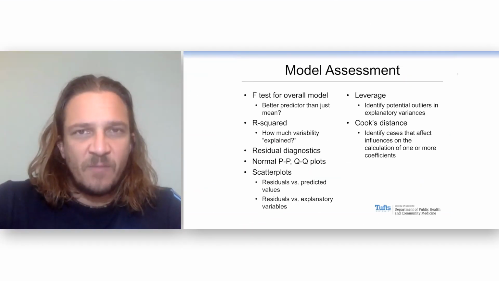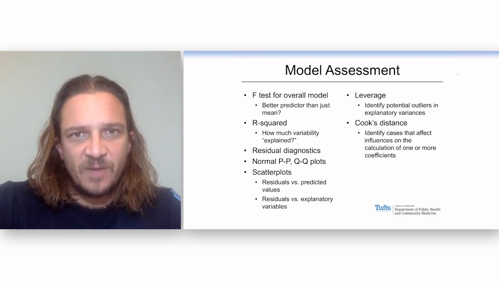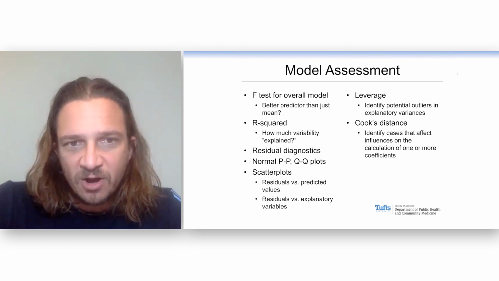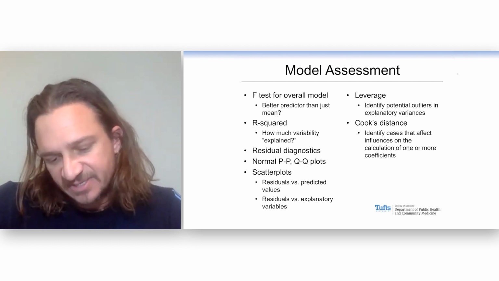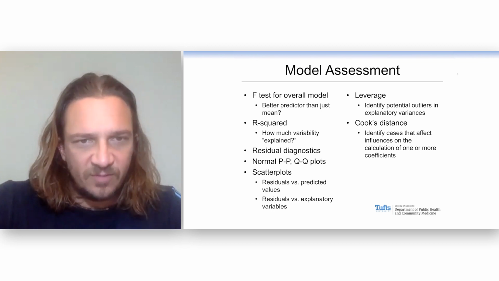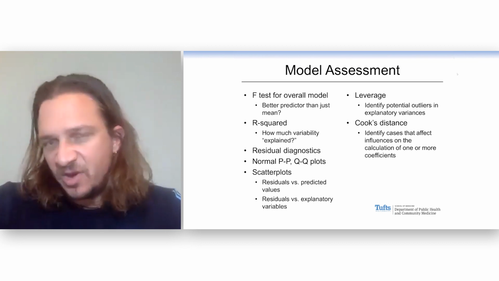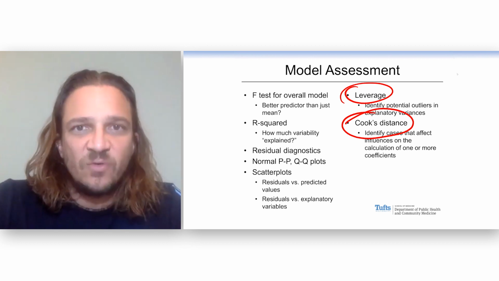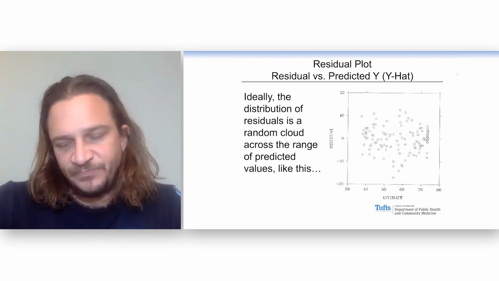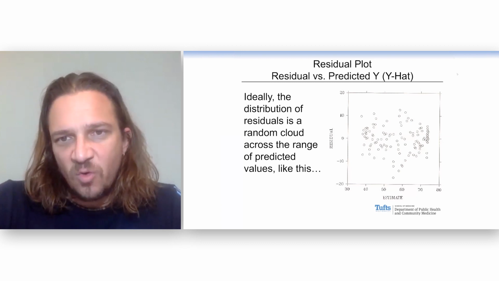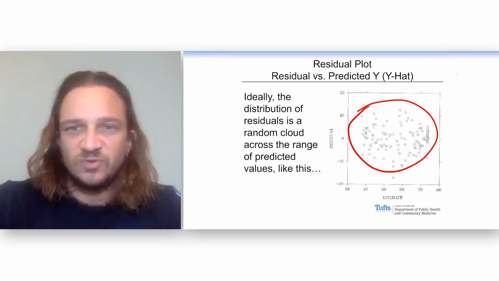So we talked a little bit about model assumptions. Let's talk a little bit about model assessment. We've talked about things like the R squared. We've talked about the F test. You'll learn how to do diagnostics on your residuals to see how well the model fits. I want to talk a little bit about some of these tools that can be used to look at influential points in your model. The residual plot ideally will show us just some random sort of cloud.